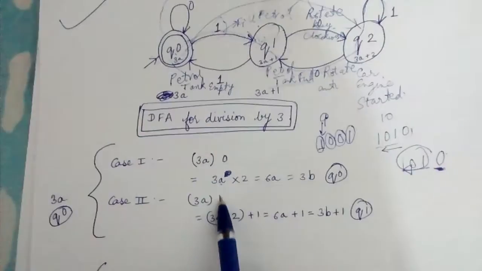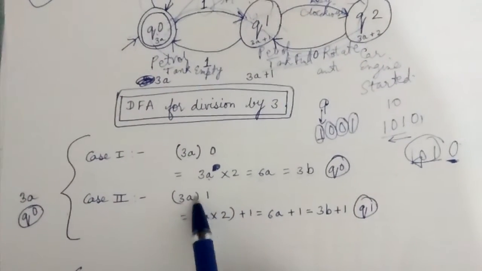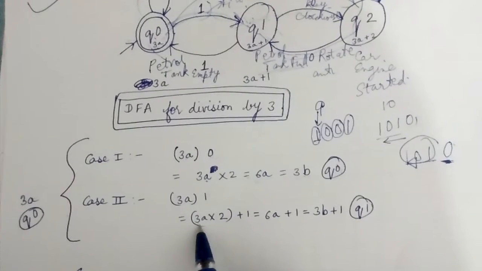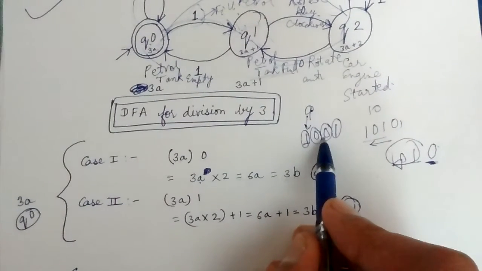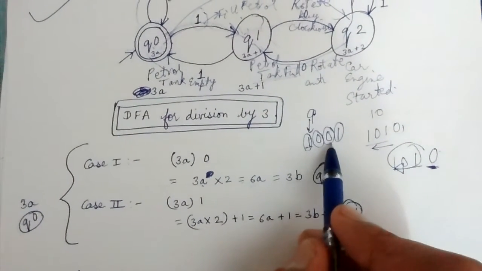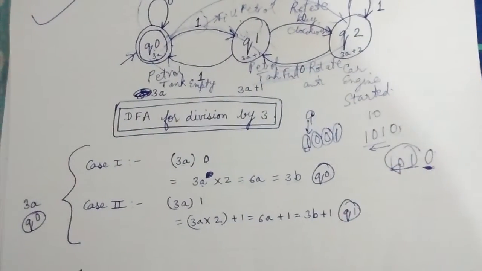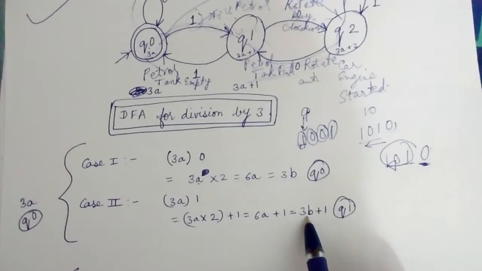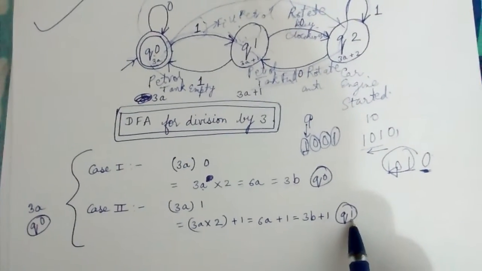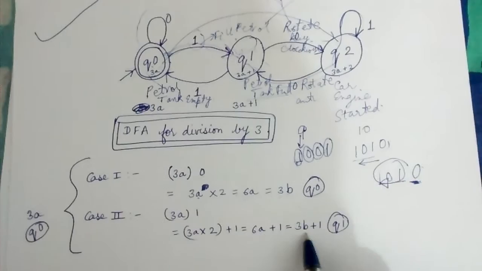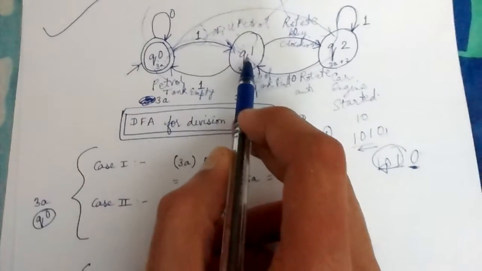If we encounter a 1 in the state Q0, what will happen to our number? 3a will shift 1 position to left, so 3 into 2, and plus 1. Like 100 has already been there and we are encountering a 1. So this 100 will shift left by 1 and this 1 will also come. So 3a into 2 plus 1, that is 6a plus 1. Now replacing 2a by b, we get 3b plus 1, which is represented by the state q1. So if we encounter a 1 in state q0, we get to state q1.